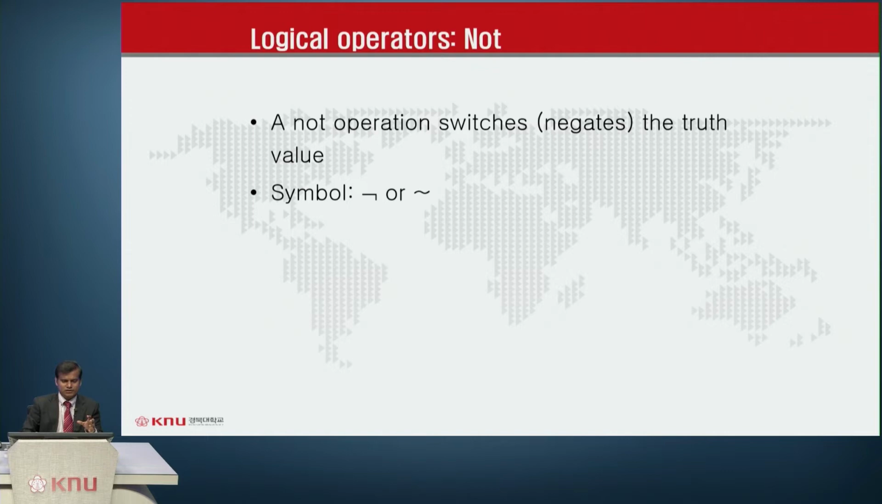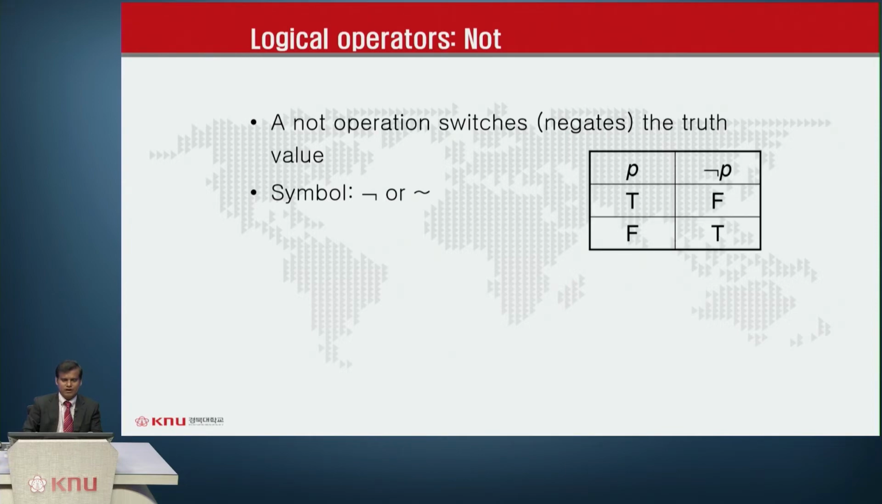So we have this symbol used for negation, and as you can see here, P, if it is true, the negation of P is false. P, if it's false, the negation of P would be true. We do have these operators in programming languages like C++ and Java. It's an exclamation mark that represents this negation operator.